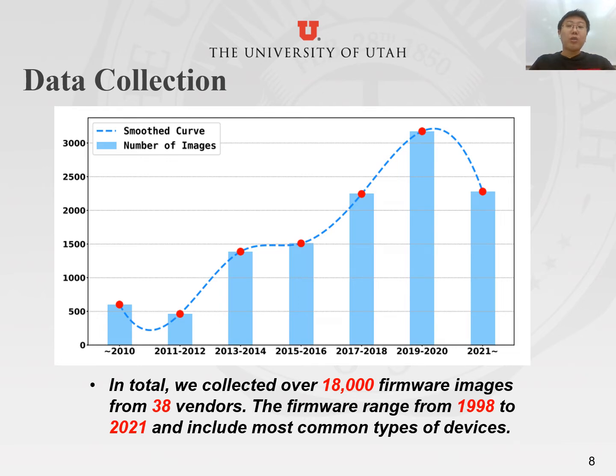So in total, we collected over 18,000 firmware images from 38 vendors. The firmware images range from 1998 to 2021 and contain the most common types of embedded devices.